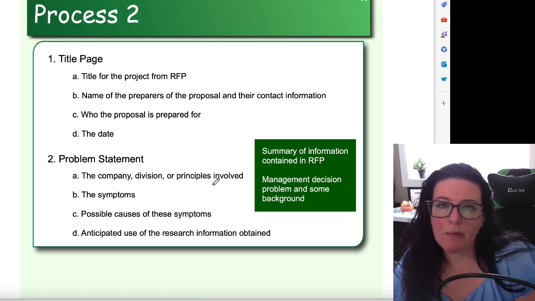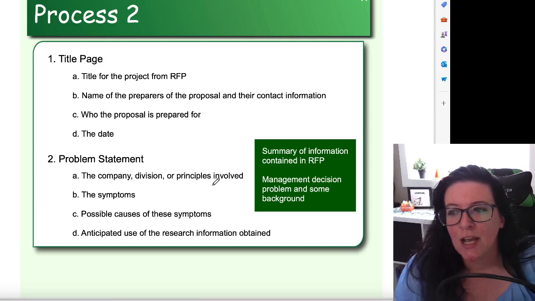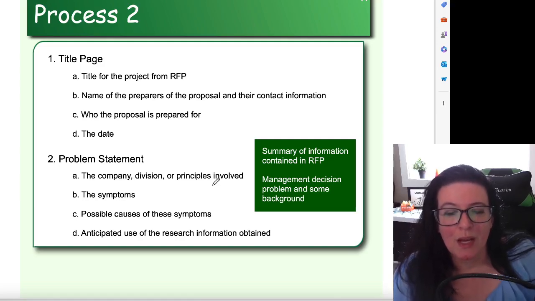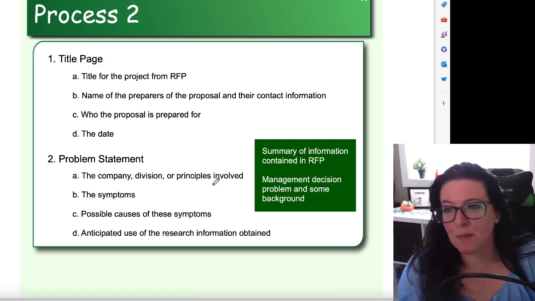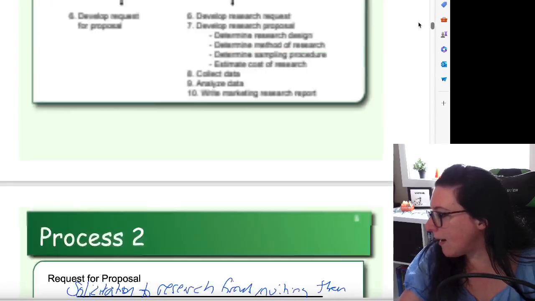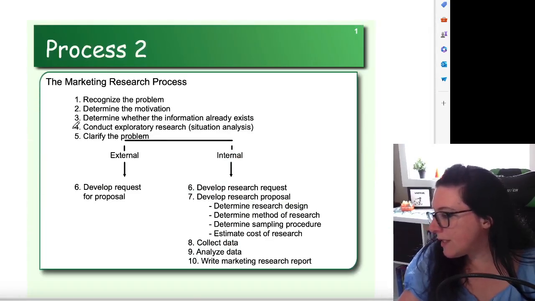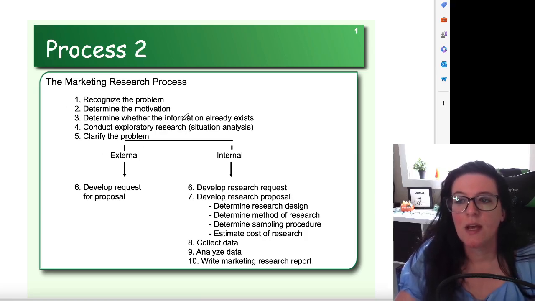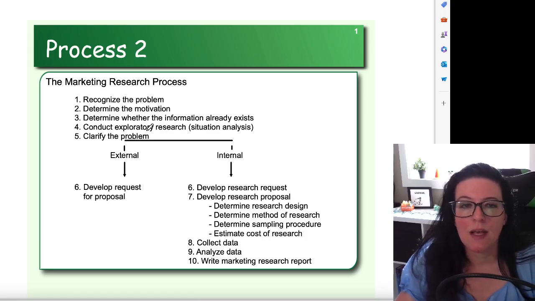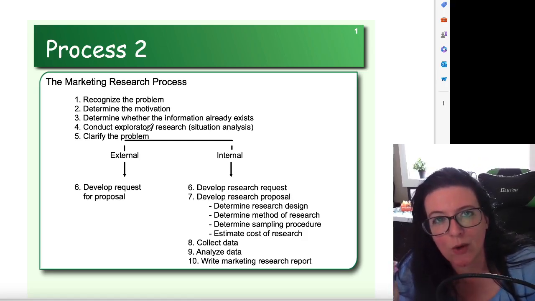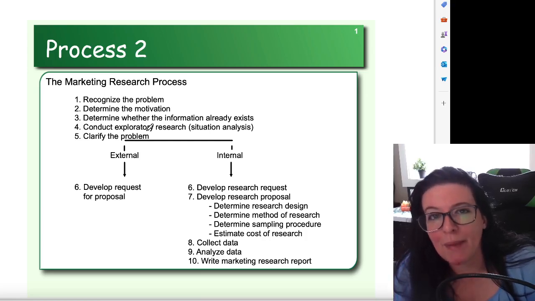And then what we have in our problem statement is the symptoms. What has been observed by the organization that leads them to think that they have an opportunity or a problem? What are some possible causes of these symptoms? So what this is in this problem statement is taking you back to this very first part here. We recognize the problem, determine the motivations, looked at the context around it to help make sure that our research problem really gets to the heart of what the organization needs to know to make a decision.